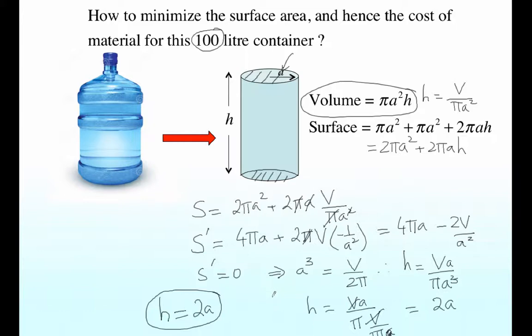the minimum surface area. You can see that S double prime, let's calculate that if you like. From here it is 4 pi plus 2V, rather 4V over a cubed. This is positive. The important point is that the height must be twice the radius. And it doesn't matter if it's a 100-liter container or a 1,000-liter container, the volume has dropped out.